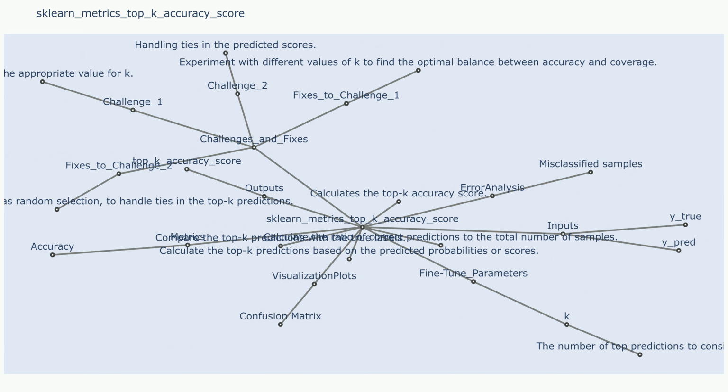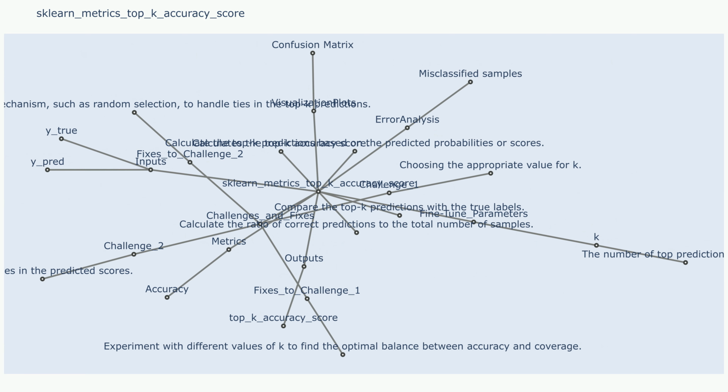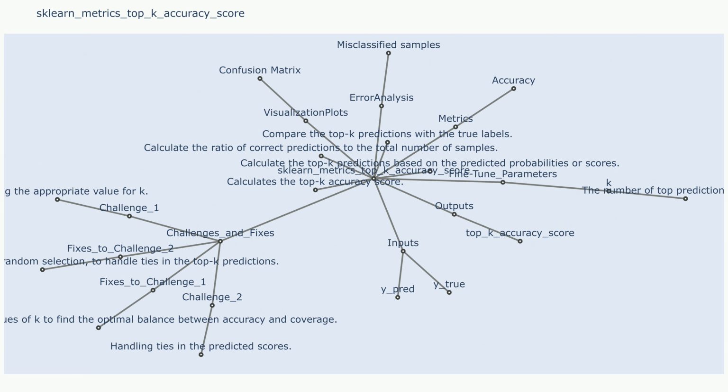Inputs. y_true: the true labels of the data samples, typically a 1D array of integers or strings representing the correct classes. y_pred: the predicted probabilities or class labels from the classifier, in the same format as y_true. Outputs. Top-k accuracy: the accuracy score calculated based on the top K predictions.